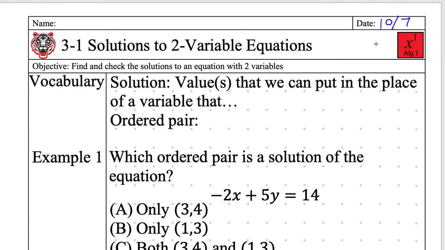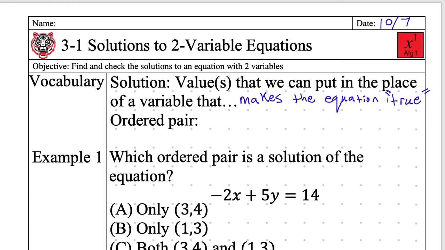So, let's start off with some vocab. A solution. What is a solution? It's a value or values that we can put in place of a variable that, and I'm just going to fill in the blank for you guys here. And if we can all shut our laptops, that would be lovely. Variable that makes the equation true.